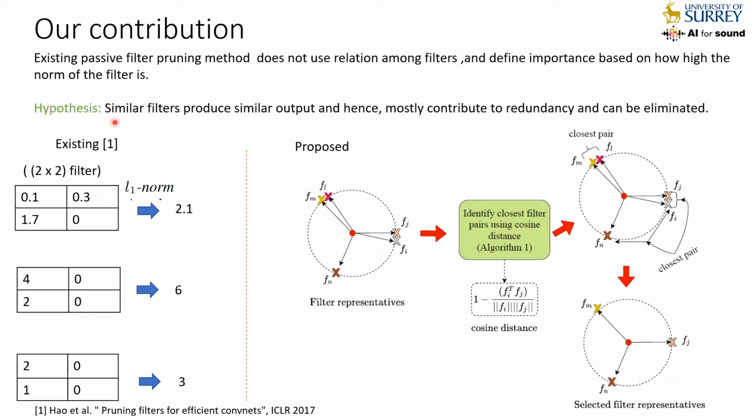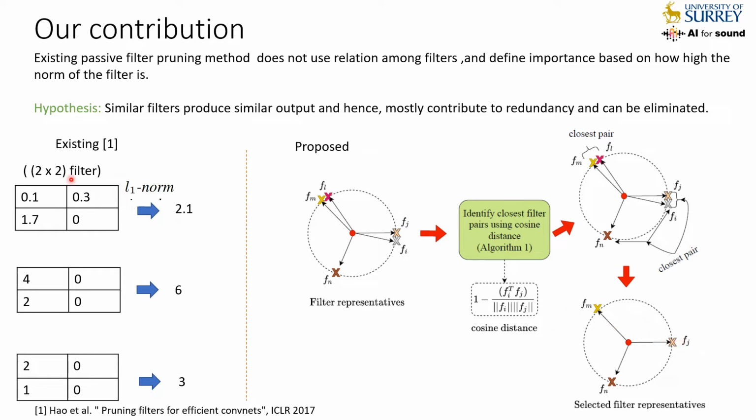We hypothesize that similar filters produce similar outputs and hence mostly contribute to redundancy and can be eliminated. So we propose an algorithm where we identify the similar filter pairs, the closest pair to each filter, and then we remove one of the closest pair of filters. This way our method can preserve the diversity learned in the CNN layers, and it removes the redundancy among filters.